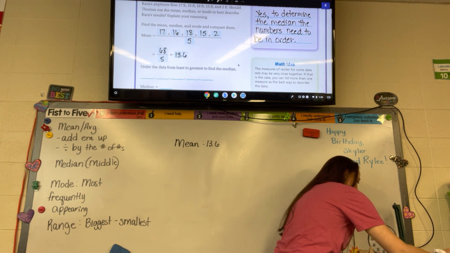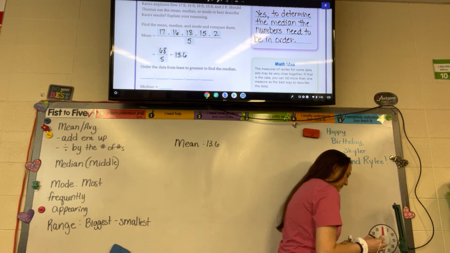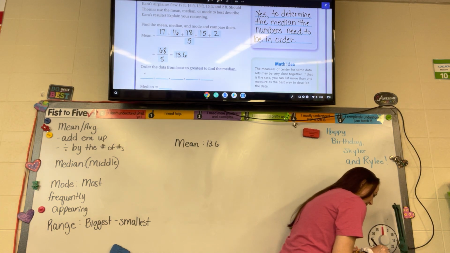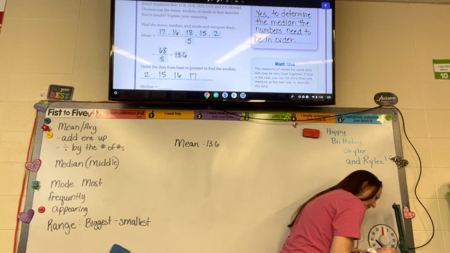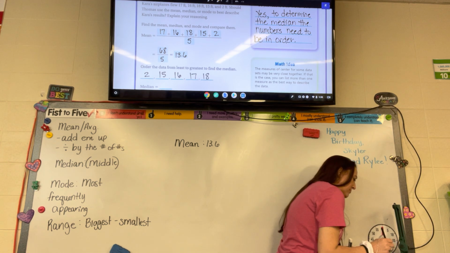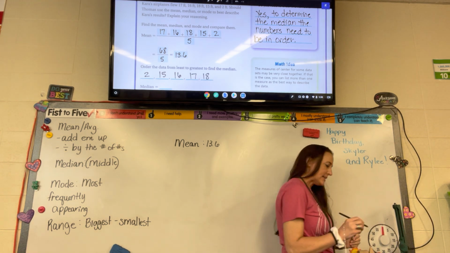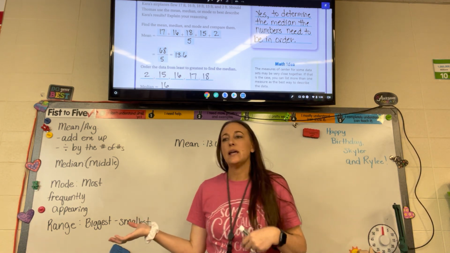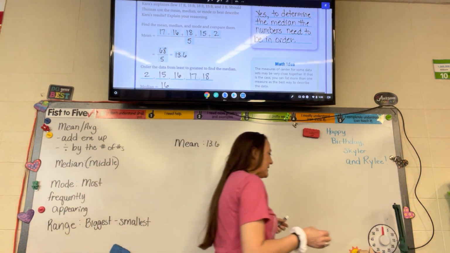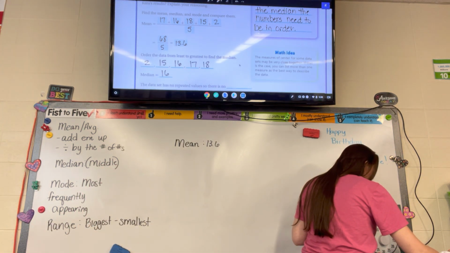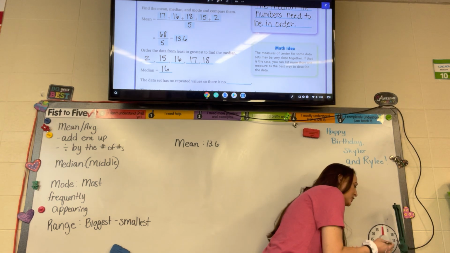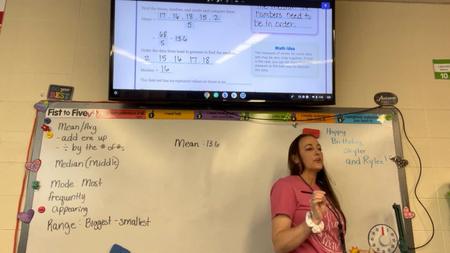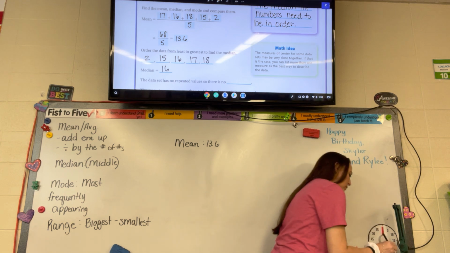Now we have to put the data in order from least to greatest. 2 is the least. Then we have 15, 16, 17, and 18. So what would the median be? 16. Because 16 has 2 numbers before it and 2 numbers after it. So the median is 16. The data set has no repeated values, so there is no mode.